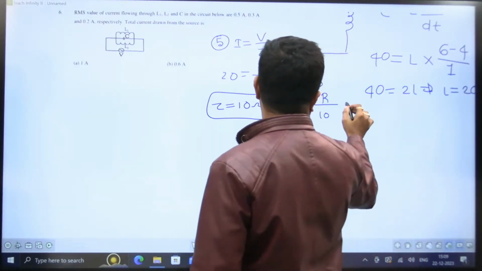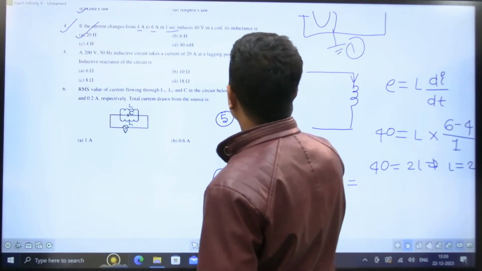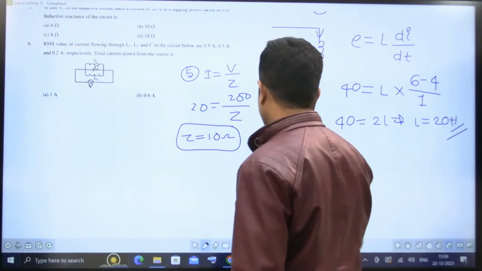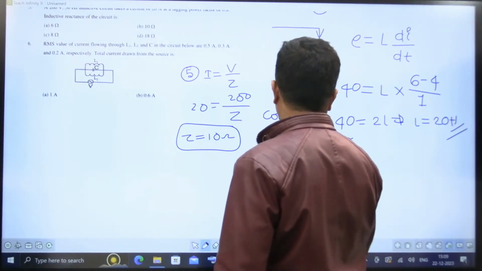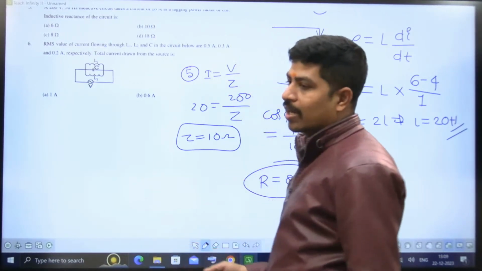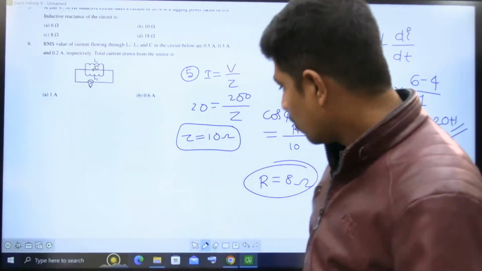Now, that is equal to how much? The power factor given is 0.8. From this, how much is R? R is equal to 8 ohms. I have Z and I have R. Is it not possible for us to get the value of X? Easily we will get it.